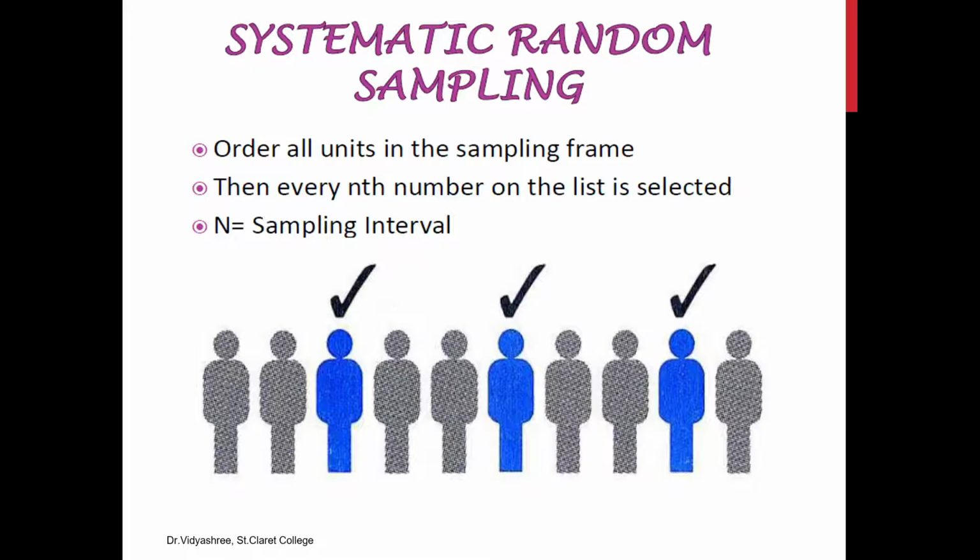First, order all the units in the sample frame. In the sample frame, you should make every sample unit that can be selected stand in a row, or order them, or write them in an order. Then every nth number, maybe it's the third person or second or fifth or 10th, is left to the decision of the researcher. So every nth number will be selected as samples. That is nothing but systematic random sampling.